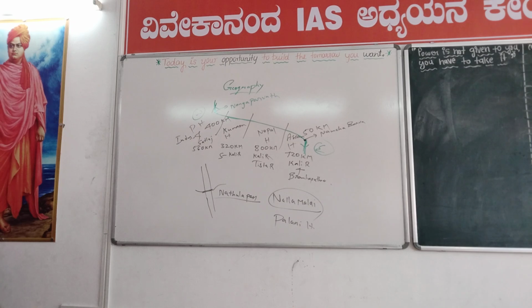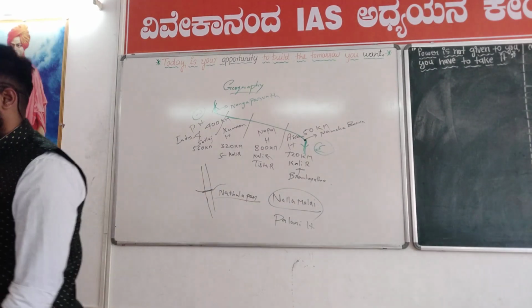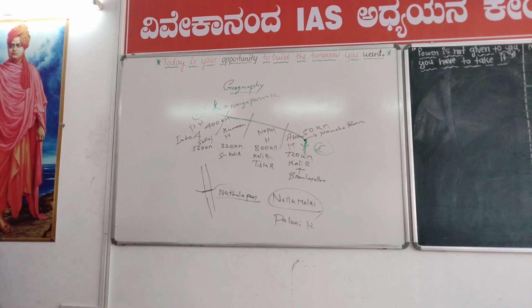Highest peak of Western Ghat, yesterday we discussed it. Anaimudi. Dodda Betta. Okay. Highest peak of Eastern Ghat?